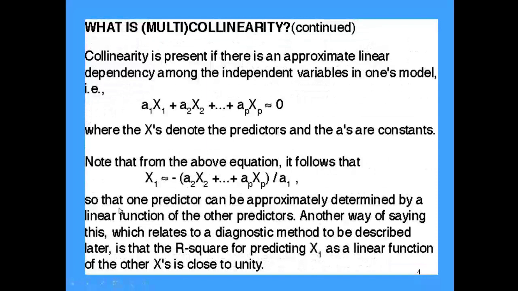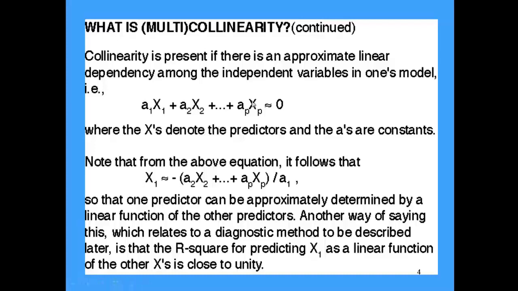So another way to talk about what we mean by collinearity is that there's an approximate linear dependency among the independent variables in one's model. The independent variables are generally called X's, and the outcome variable is usually called Y, although we've got X's, some of which are exposures, some of which are C variables, some of which we've called V's, and then there's EW's, all these different names. But we're really talking about the basic set of predictors, the X's. And if this statement is true, it says that there's a linear relationship among the X's.